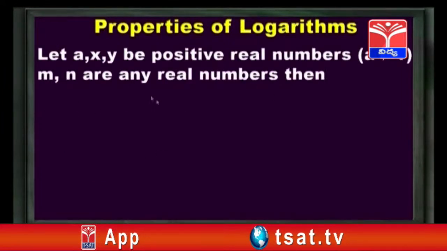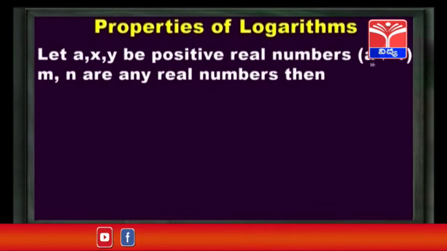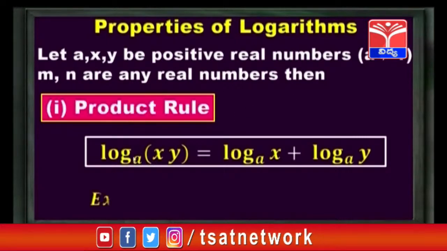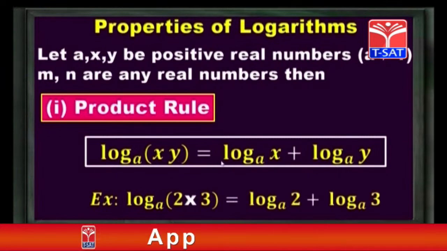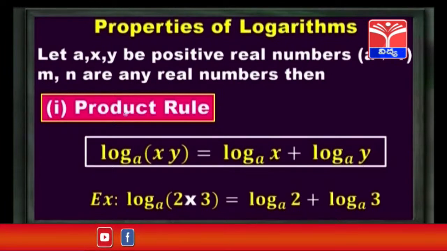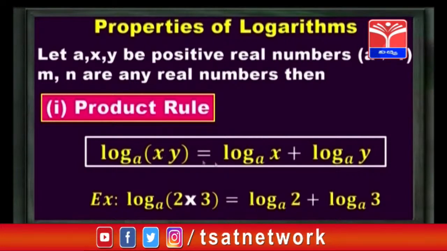Now let us see properties of logarithm. Let a, x, y be positive real numbers and a not equal to 1, m, n are any real numbers, then log xy to the base a is equal to log x plus log y. So always log xy is equal to log x plus log y, which is called product rule. What is product rule? Log xy is equal to log x plus log y.